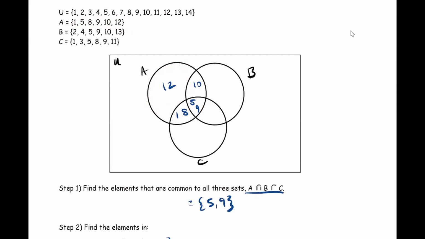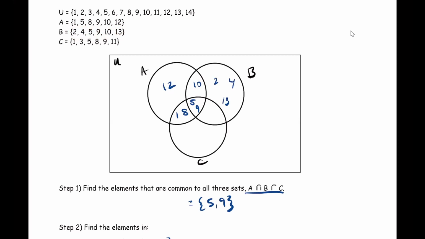Now let's go to the B. What's in B that we haven't used up yet besides 5? 2, 4, and 13. Yeah, it looks like 2, 4, and 13. We haven't added those yet. So 2, 4, 13.